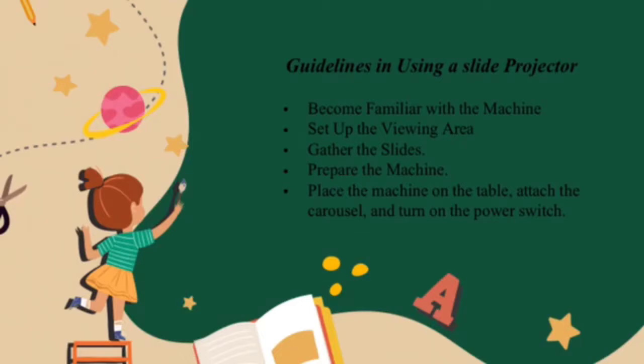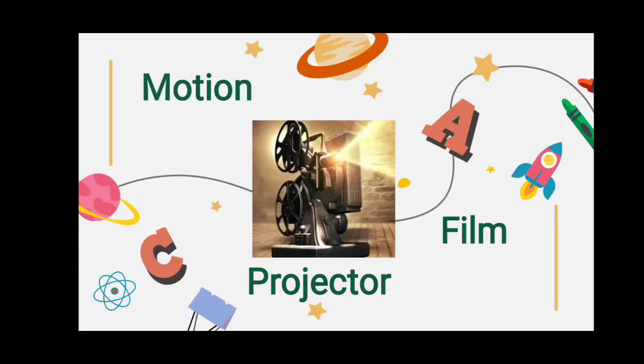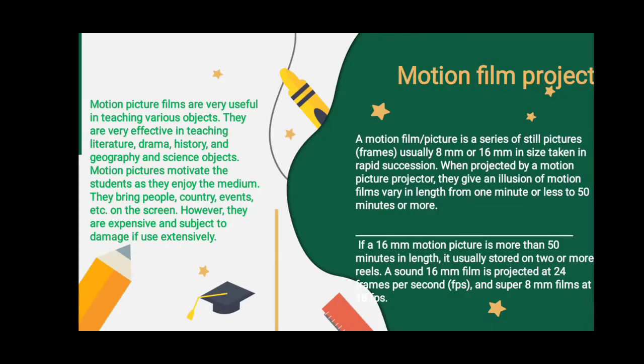Okay, next is the motion film projector. A motion film projector or a motion picture projector projects a series of still pictures or frames, usually 8mm or 16mm in size, taken in rapid succession. When projected by a motion picture projector, they give an illusion of motion.